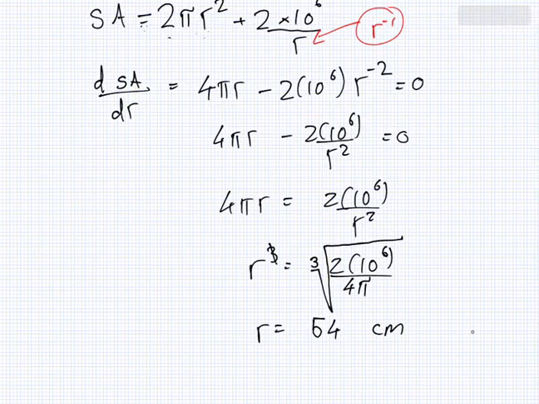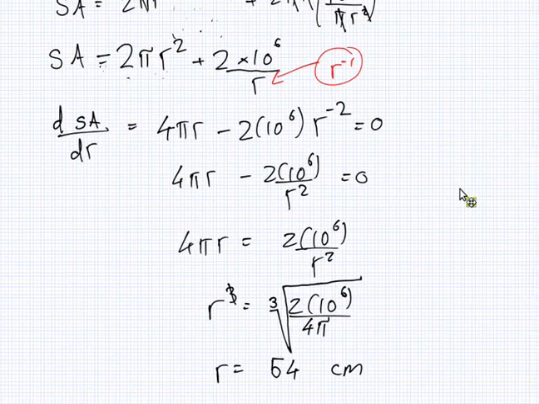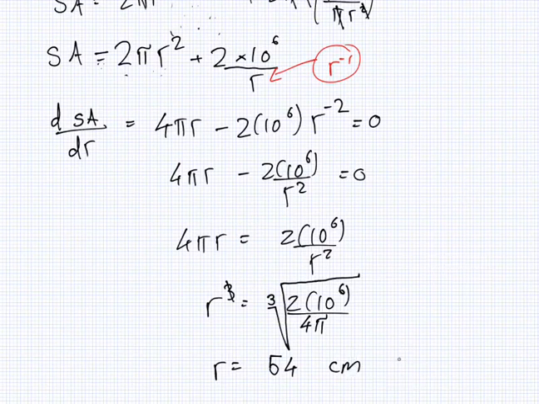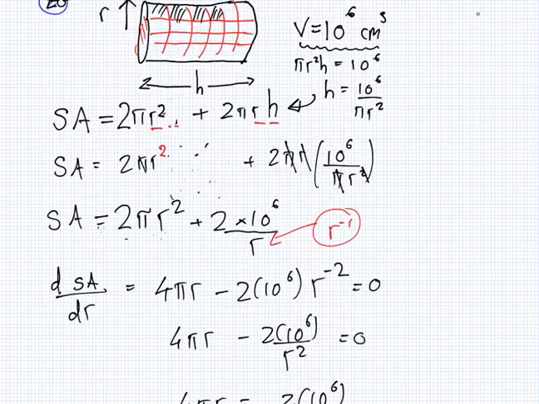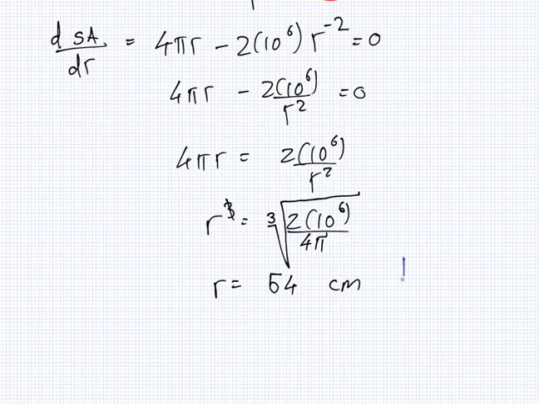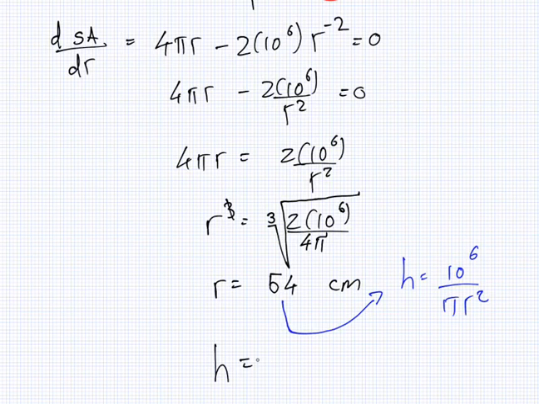But of course I'm not finished because I still need to get the height. So I need to put this all the way back in. Height was 10 to the 6 over pi r squared. So if you take this 54 and put it in here, can you tell me what you get for height? It should be like 109 maybe? 108? So 108 then.